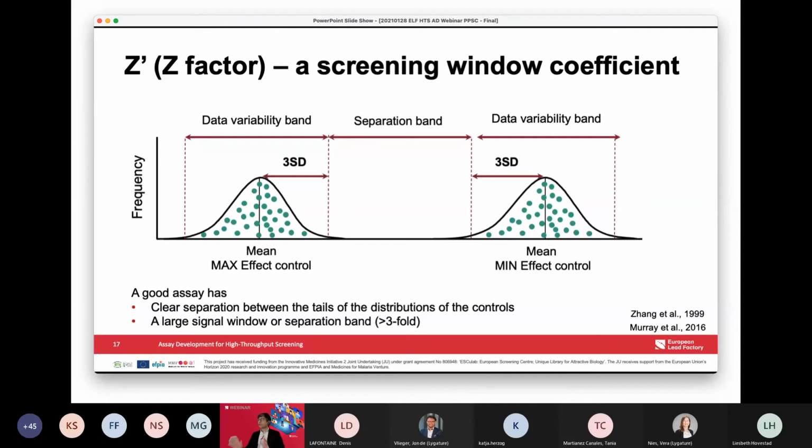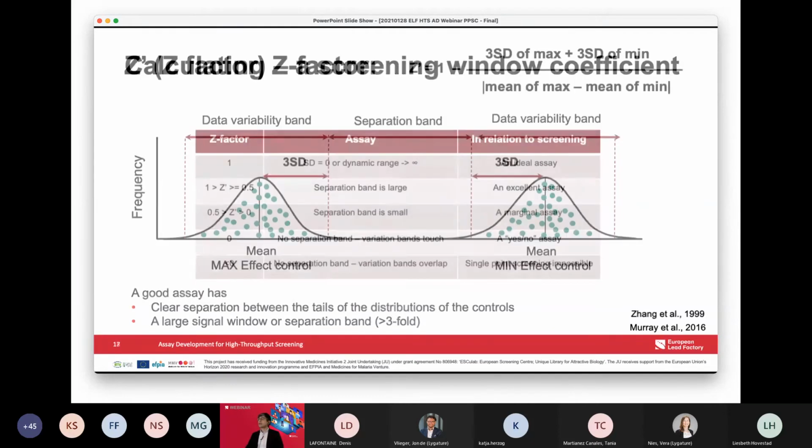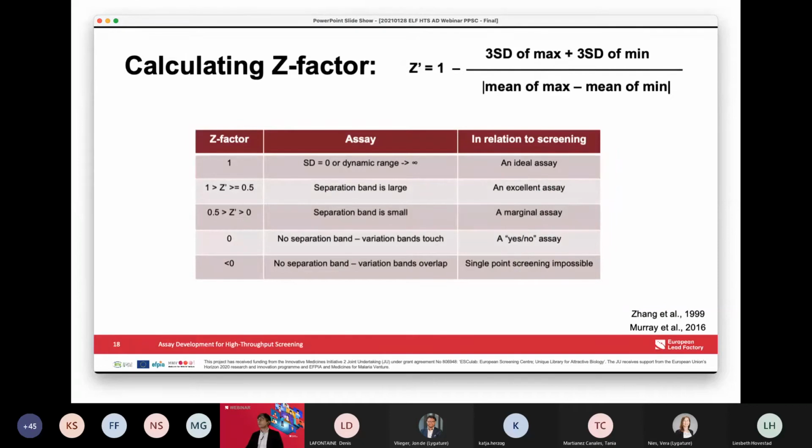Of course, you don't want to always look at these plots. There is a way to have just basically a single number for calculating Z factor, or Z prime. You can use this equation, and the highest number you could get is a 1. That never actually happens. But what you want to have for an HTS amenable assay is a value between 1 to 0.5.